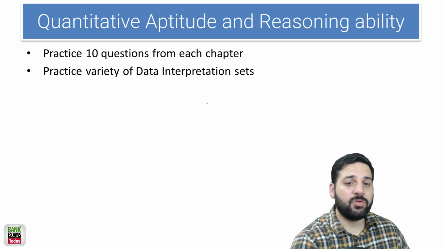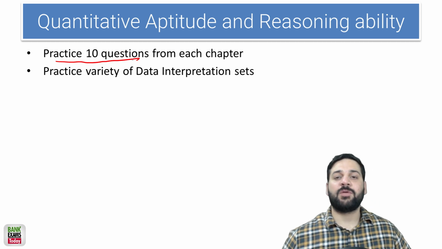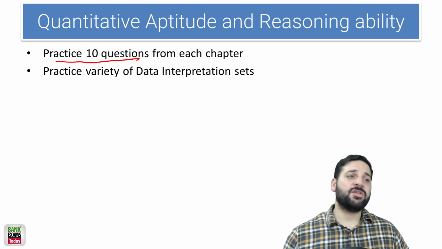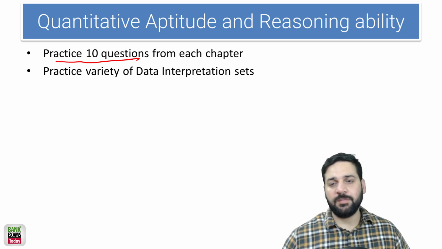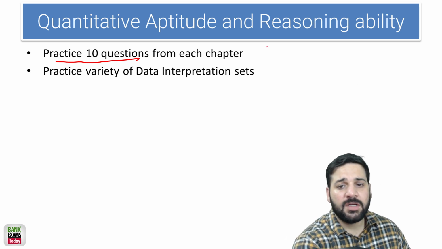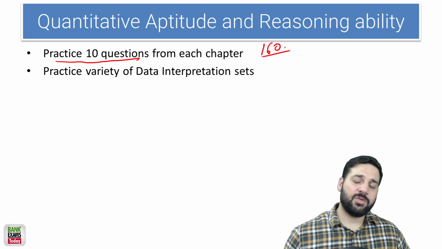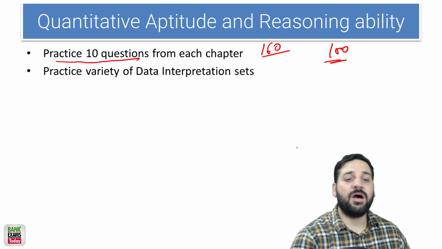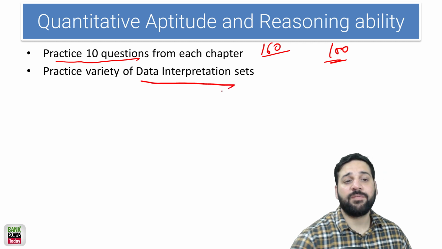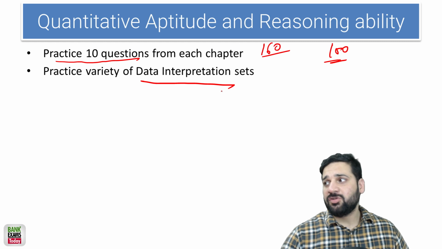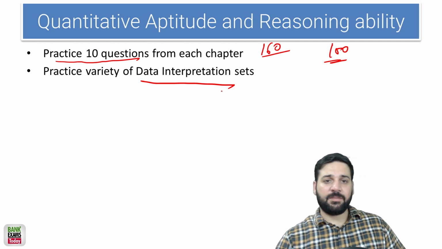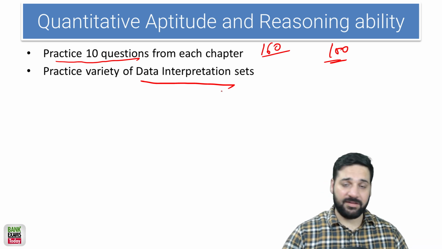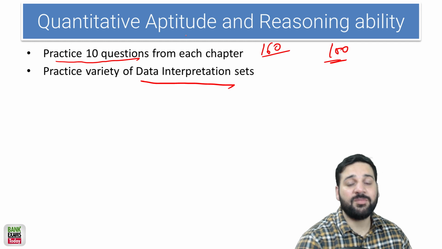I would recommend you to practice at least 10 questions from each chapter: 10 from time and work, time, speed and distance, boats and streams, simple and compound interest. So there will be around 160 to 170 questions from quantitative aptitude and at least 100 questions from reasoning ability. Then practice a wide variety of questions from data interpretation. Solve at least 30-35 sets in data interpretation, like 20-25 sets in seating arrangement, and then 20-25 sets in puzzles. So that's what you can do to maximize your score.